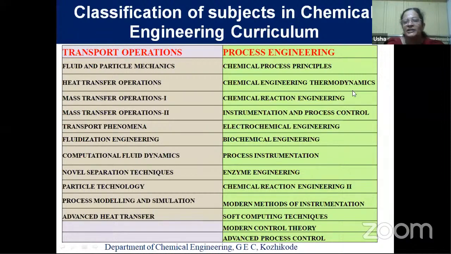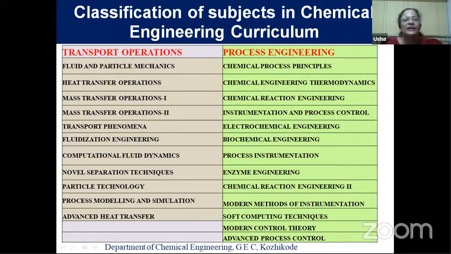Then chemical reaction engineering, instrumentation and process control, electrochemical engineering, biochemical engineering, process instrumentation, enzyme engineering, modern methods of instrumentation, soft computing, modern control theory. These are some of the subjects coming in process engineering.